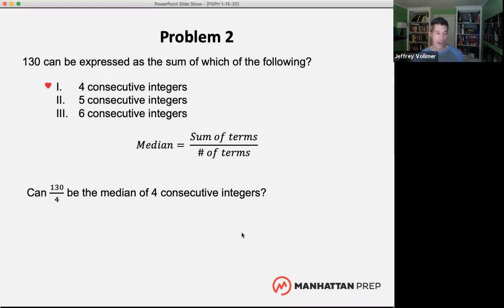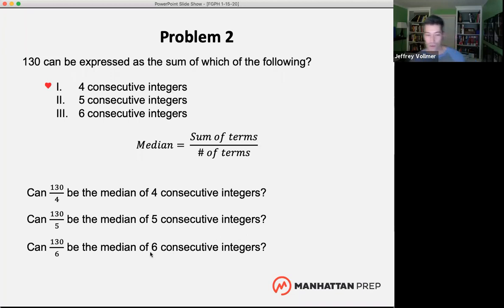Now we have to try that for the other two. So take a moment and see if we can answer these questions. Is it possible for 130 over 5 to be the median of five consecutive integers? What would that look like? And same thing for six consecutive integers.